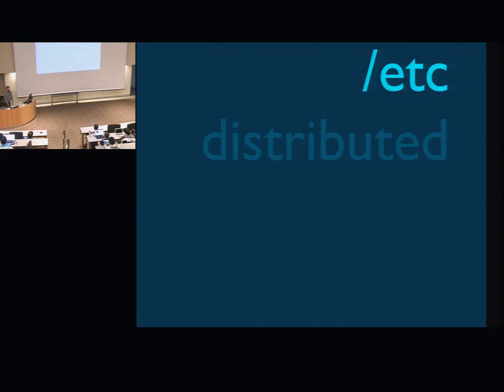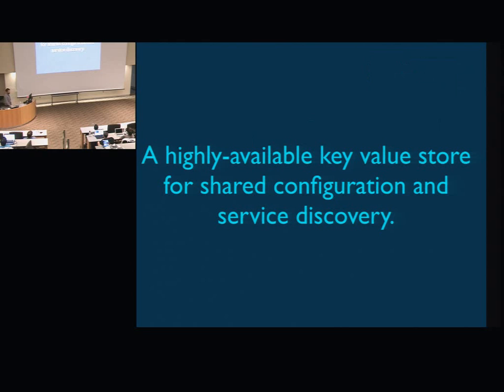The idea here is that every server, when you have more than one, you need to start sharing configuration data and doing service discovery. The minute you have more than one, they need to start knowing about where each other are. And so if we're going to do that, let's do it in the most hardcore computer science-y way we can. So it's a highly available key value store for shared configuration and service discovery. That's kind of a mouthful.